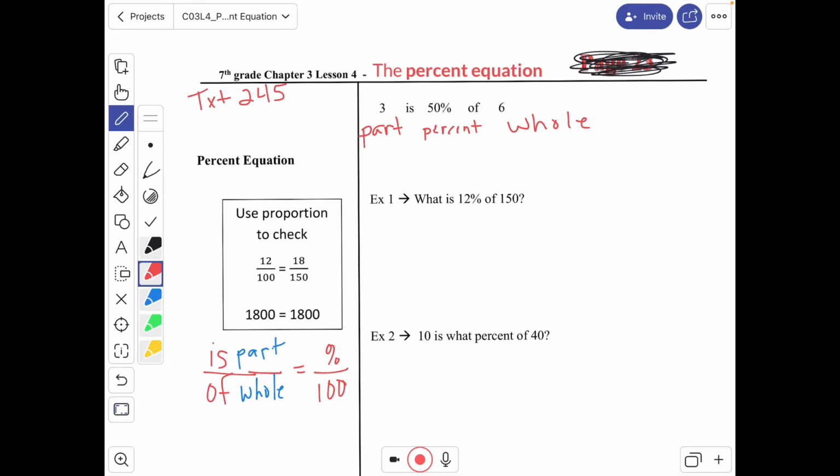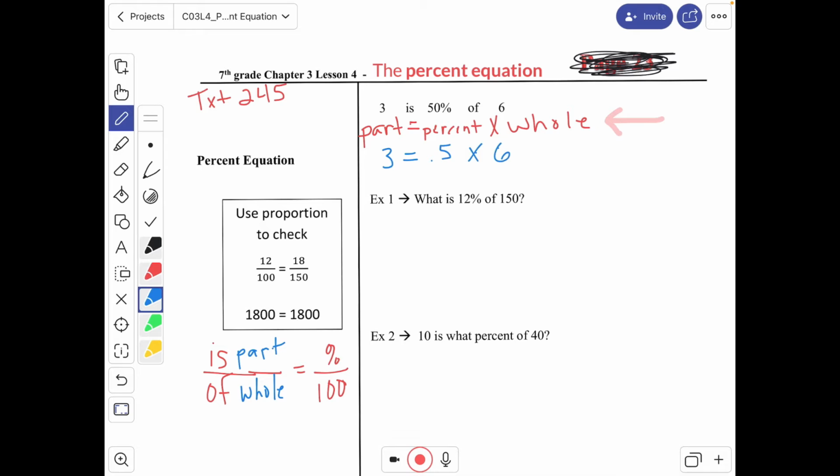And we've talked before how of means to multiply. Well, in math world, is means equal. So there's our equation. Part equals percent times the whole. And if you'll remember on lesson 1, that's what we did. We multiplied the percent times the whole. So this would be 3 is equal to 0.5 times 6. There's our equation. Part equals percent times the whole.